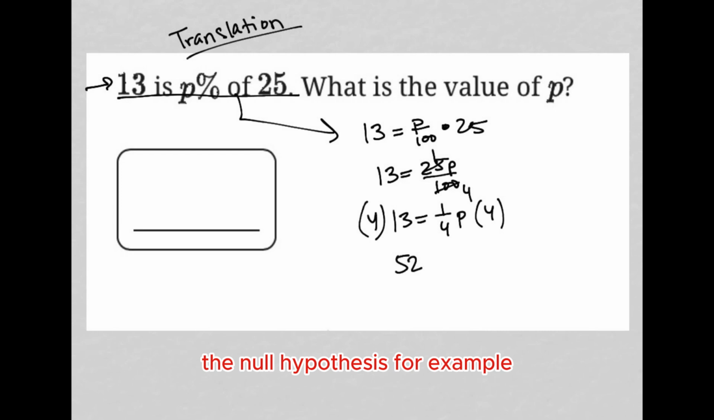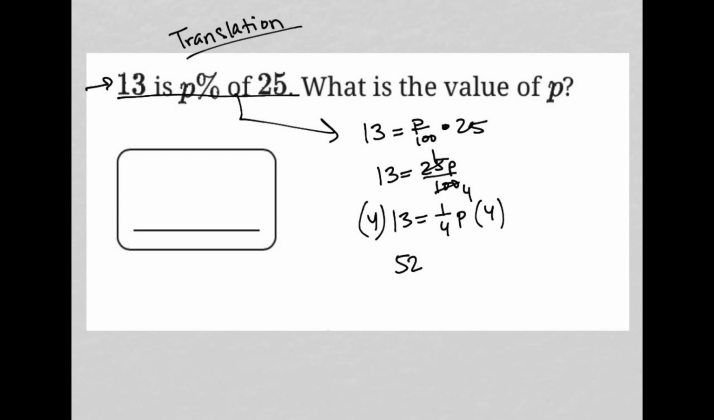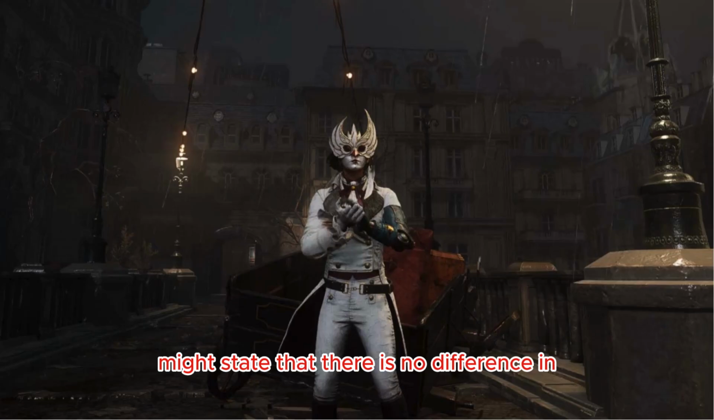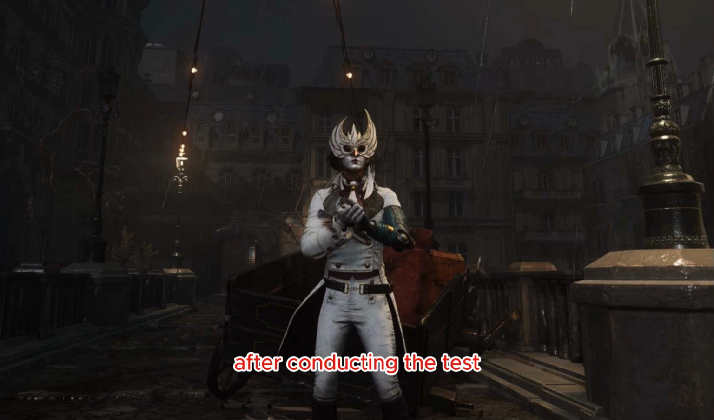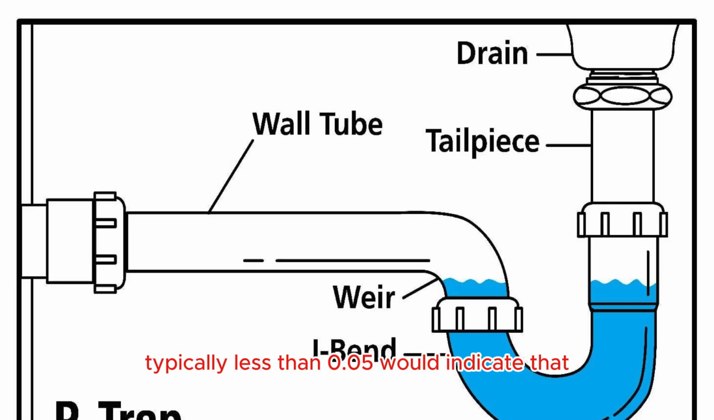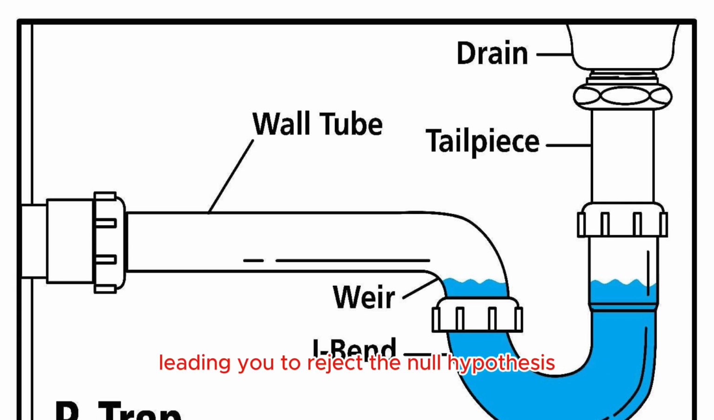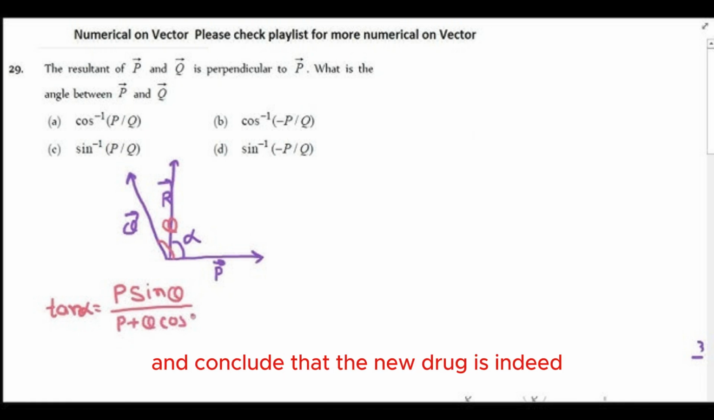For example, let's say you're testing whether a new drug is more effective than an existing one. The null hypothesis might state that there is no difference in effectiveness between the two drugs. After conducting the test, you calculate a p-value. A small p-value, typically less than 0.05, would indicate that the observed difference in effectiveness is unlikely to be due to random chance, leading you to reject the null hypothesis and conclude that the new drug is indeed more effective.